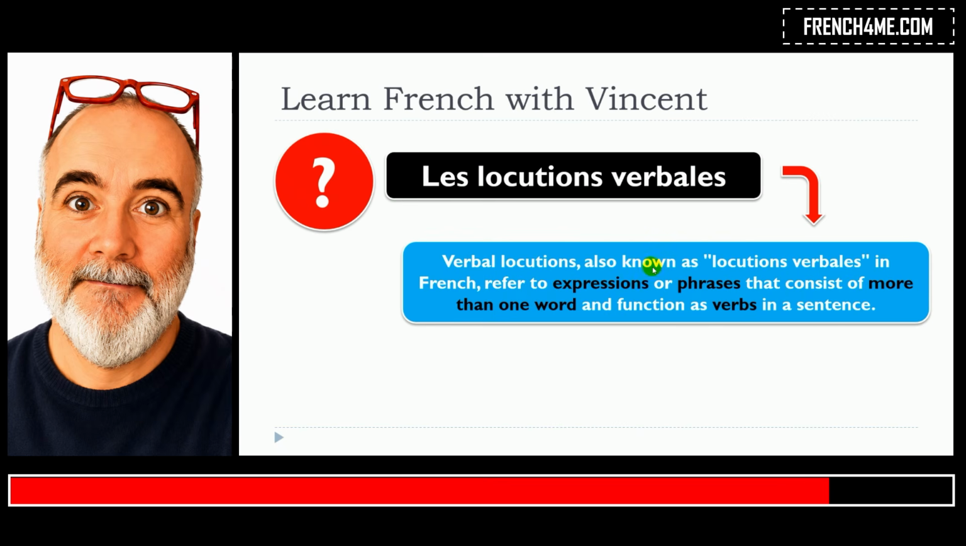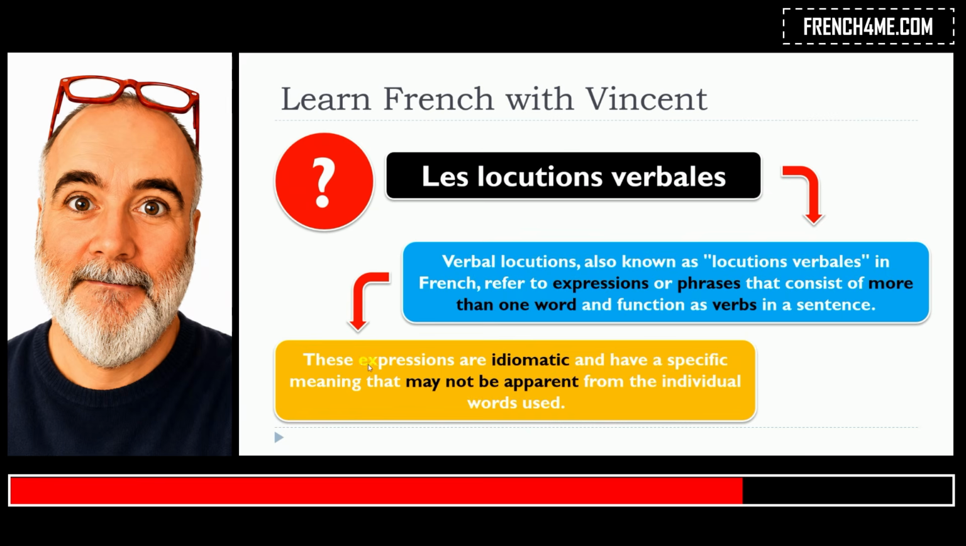Verbal locutions, also known as locutions verbales in French, refer to expressions or phrases that consist of more than one word and function as verbs in a sentence. And these expressions are idiomatic and have a specific meaning that may not be apparent from the individual words used.